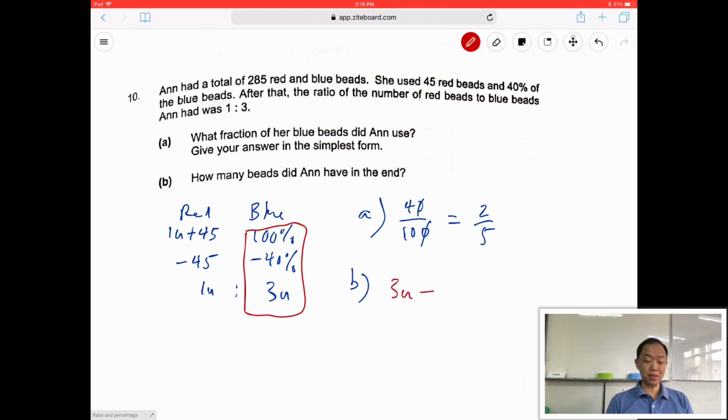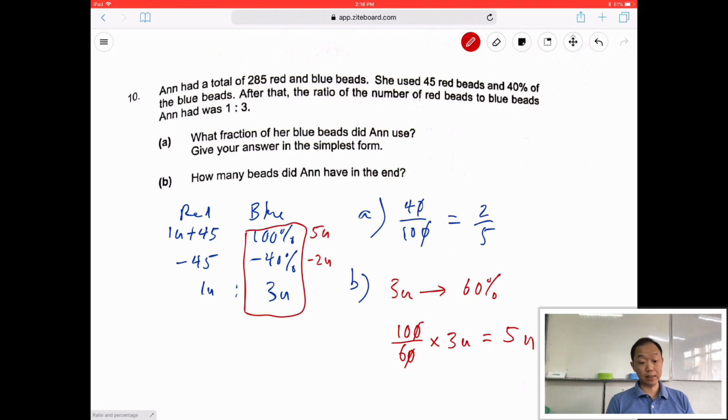So what does this mean? This means 3 units represents 60% of the number of blue beads. So if 3 units is 60%, I want to find 100%. What do I do? Well, to find 100%, I take 100 over 60 times 3 units. So 10 over 6, it's 5 units. What does this mean? This means that at first there should be 5 units. Okay, so the 40% is actually minus 2 units.